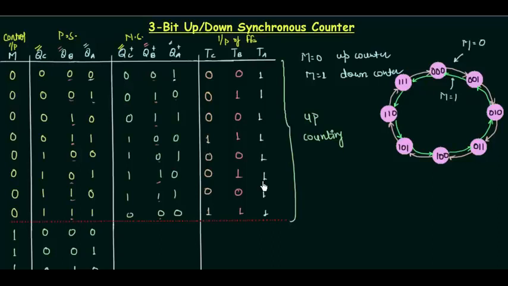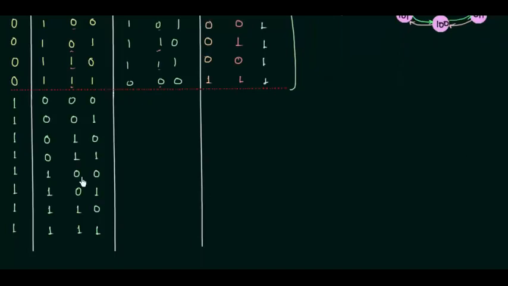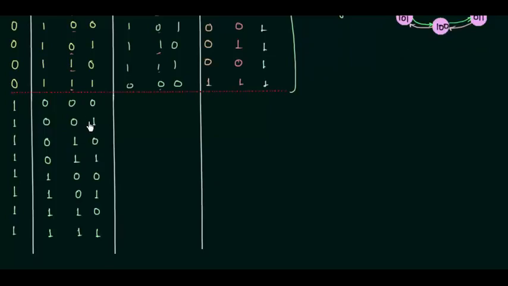Now we will move to the next part of this table, that is for down counting, and for down counting we will have the control input equal to 1 or high, and we again have to follow the same steps to find out the next state. We will use this state diagram, or you can directly write it down, because you know what will happen in case of down counting.